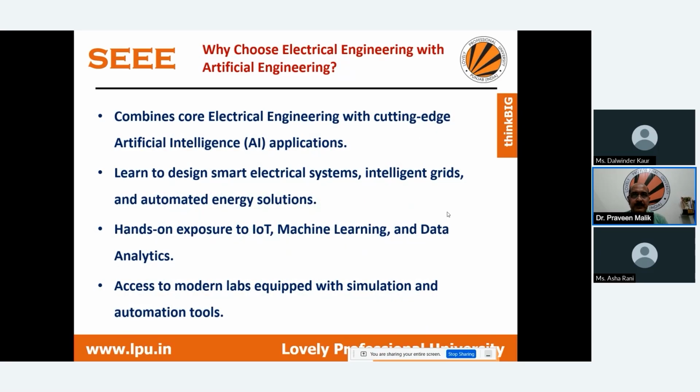So now why should you choose this? Nowadays, I'm not sure whether you are familiar with this, in the power system, in the power grid, engineers want to incorporate artificial intelligence in the power grid or power distribution also. So that is why we have combined this with cutting edge artificial intelligence, such that students can have good knowledge of how electrical engineering is combining with AI and how the industry is looking for all these combinations. You can get certain hands-on experience on IoT, machine learning, and data analytics based on AI.